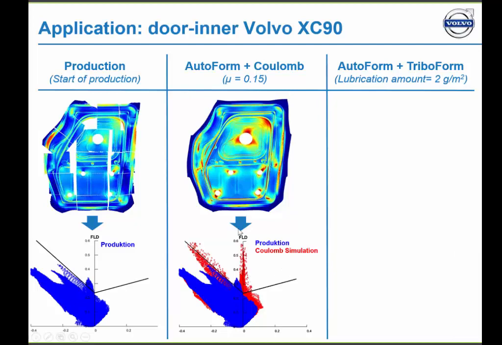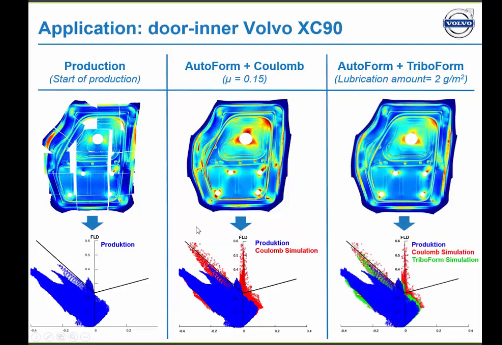If we do it with TriboForm, then we will find the green dots. You see that the forming limit diagram is more or less spot on the forming limit diagram of the experimental results, giving a very nice correspondence between the experiments and the predictions which are made by AutoForm plus the TriboForm software.